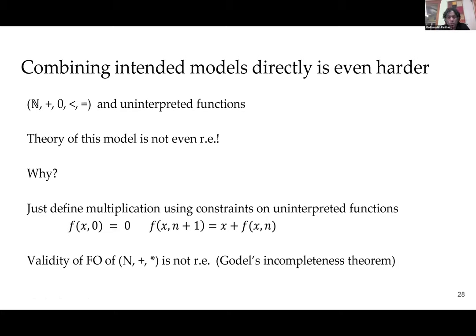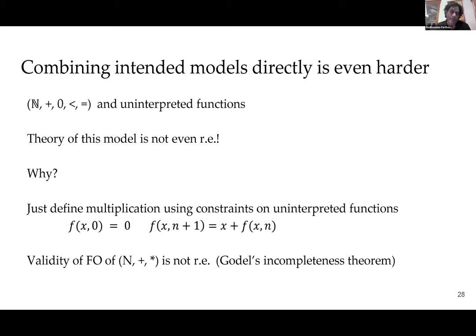So we are combining theories which admit these non-standard models. If you actually wanted to combine the intended model, it is even harder, right? So if you have natural numbers and uninterpreted functions, if you combine them, as we said, the theory is not even RE. So not every theorem even has a proof, right? And yet in our setting, we are combining uninterpreted functions and natural numbers by combining the axiomatic theory that underlies each one of them.